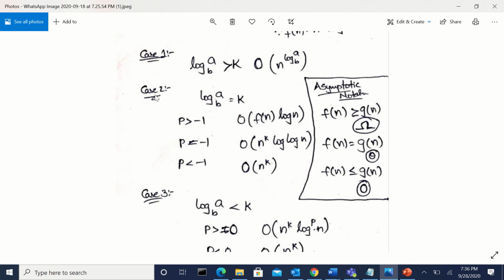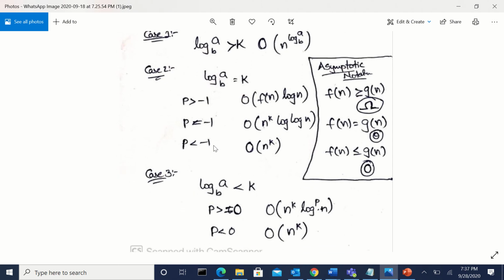Case 2 is when the log a base b value equals the value of k. Then it is divided into three cases based on the value of p. If p is greater than -1, then it is order of f(n) log n. If p is equal to -1, then it is order of n^k log log n. If p is less than -1, then it is order of n^k. This is case 2, when log a base b equals k.